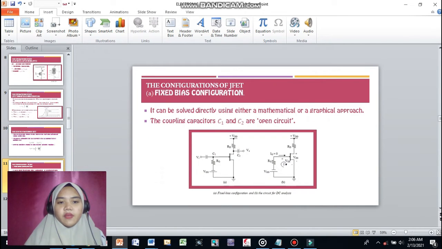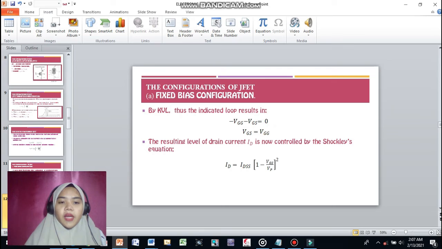The fixed bias configuration of JFET can be solved directly using either a mathematical or graphical approach. The coupling capacitors C1 and C2 are open circuits. Using KVL, the loop indicates negative VGG minus negative VGS equal to 0. So VGS equal to VGG. The resulting level of drain current ID is now controlled by the Shockley equation, which is ID equal to IDSS times the bracket, 1 minus VGS over VP, to the power of 2.